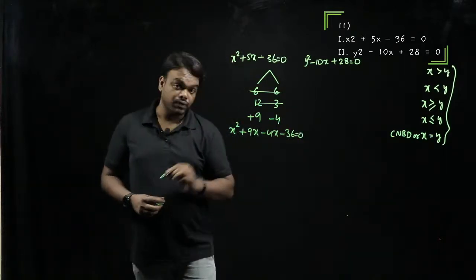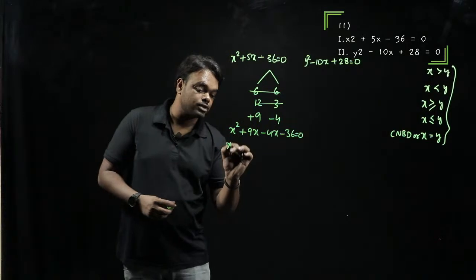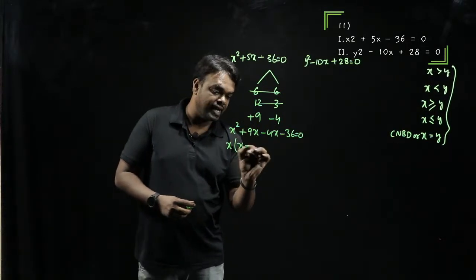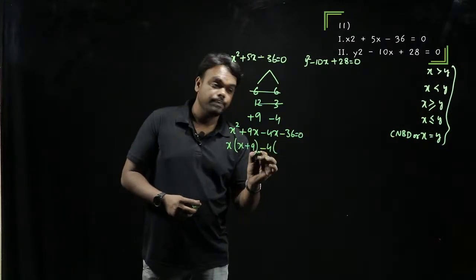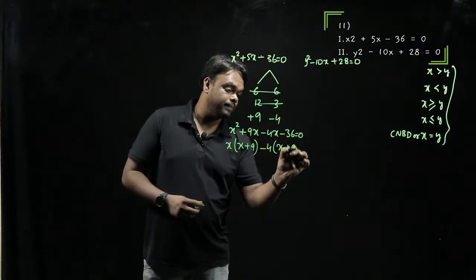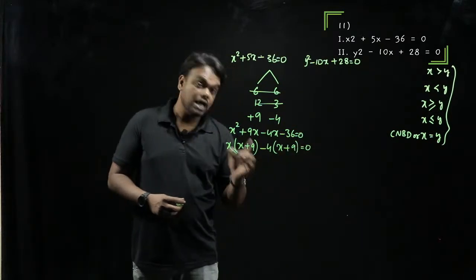Now, if you further factorize it, I can take x common here. I'll get x plus 9. I'll take minus 4 common here. I'll get x plus 9. That equal to 0. Now we got 2 factors.